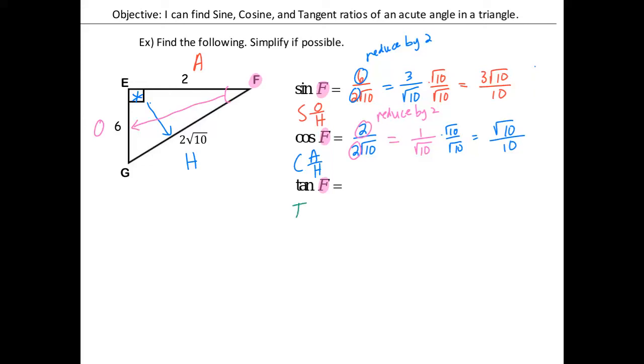All right, then tangent is TOA. What's my opposite side? 6, and the adjacent side is 2. And then I can again reduce by 2. What's 6 divided by 2? 3. And 2 divided by 2 is just 1. So 3 over 1, or just 3.